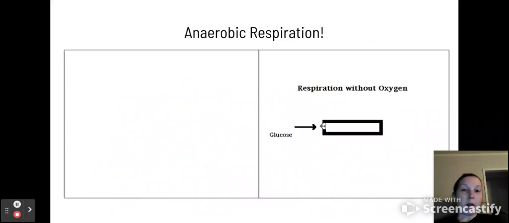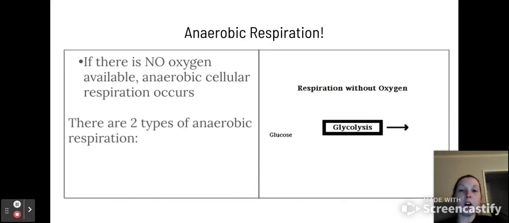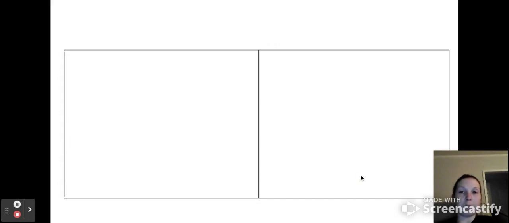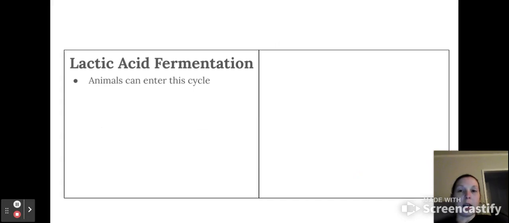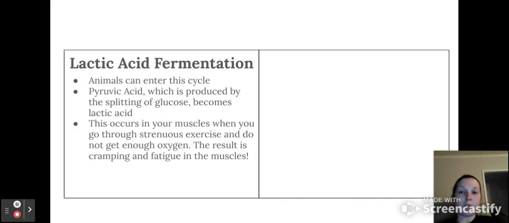So our next type is anaerobic respiration. And if there's no oxygen available, this is what the body will do. And there are 2 types of anaerobic respiration. The first one is lactic acid fermentation, and the second is alcoholic fermentation. So we're going to compare these 2. So for lactic acid fermentation, animals can go through this cycle in particular. The pyruvic acid that's produced from the glycolysis step becomes lactic acid. And this occurs in your muscles when you go through strenuous exercise and you do not get enough oxygen.